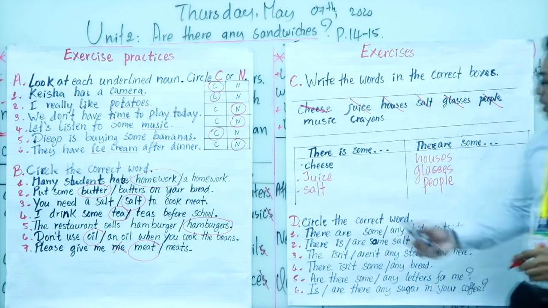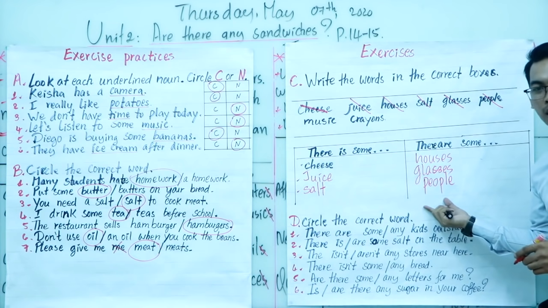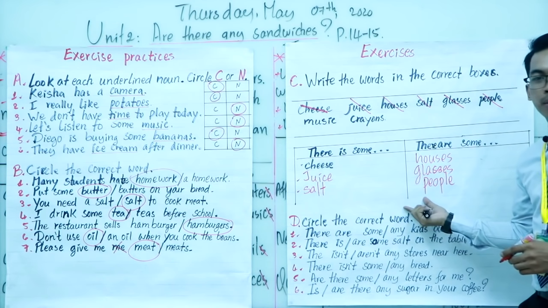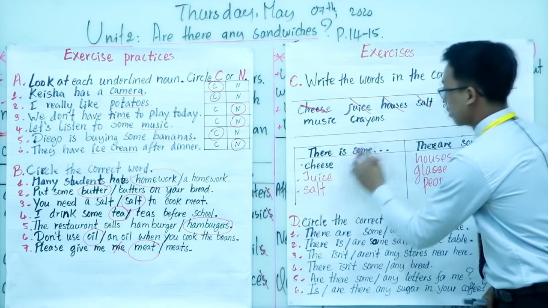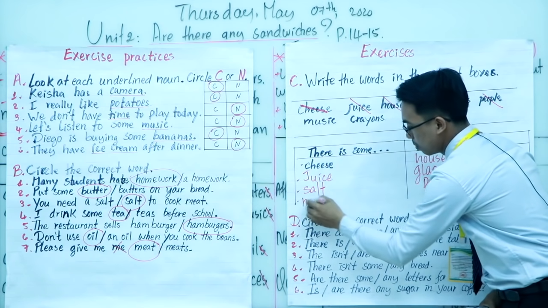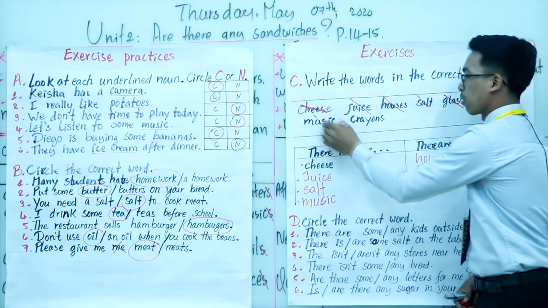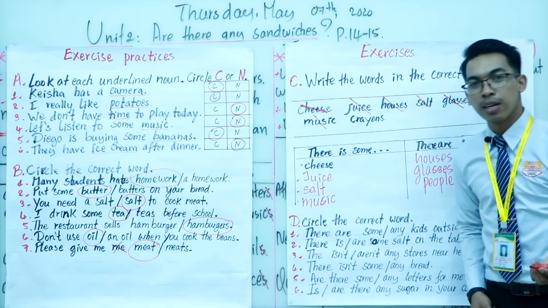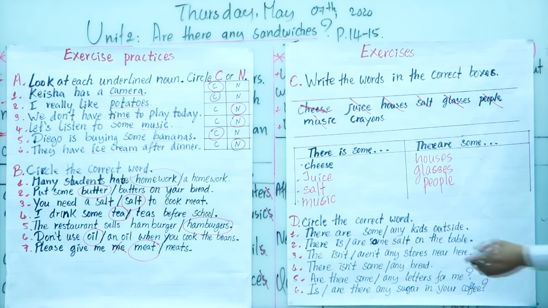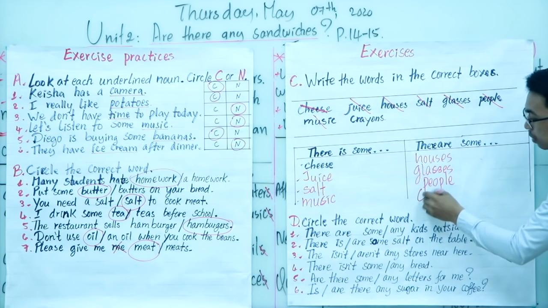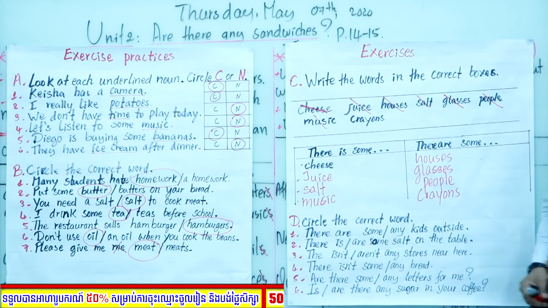Music. Does music go in the first column or the second column? Very good, the first one. And how about the last one, crayons? Can we count it? Exactly, we can count: a crayon, 2 crayons. Very good. So we put it in the second column. This is the answer, everyone.